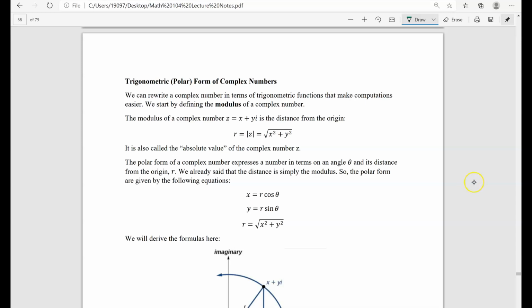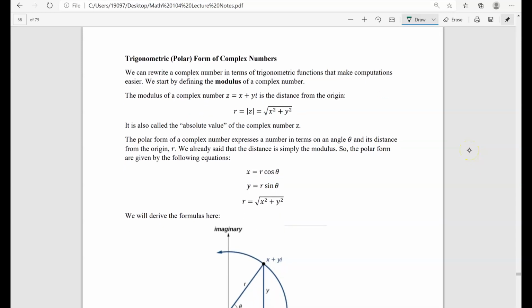Okay, so let me give you some definitions. We can rewrite a complex number in terms of trigonometric functions that make computations easier. When we multiply a complex number and a complex number, you can see that it can make things a little bit harder. Same thing with division. So by transforming them into trig form or polar form, we make them a lot easier to work with. So the first thing to define is what we call the modulus. The modulus of a complex number. Another way to think about the modulus is the absolute value of a complex number, but it's just a fancy way to say that. So basically it's just a distance from the origin.